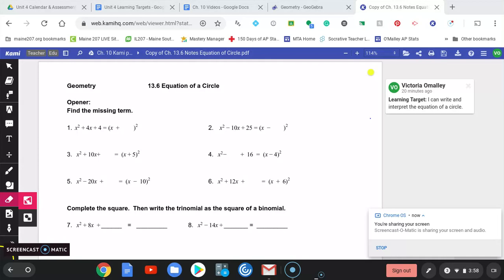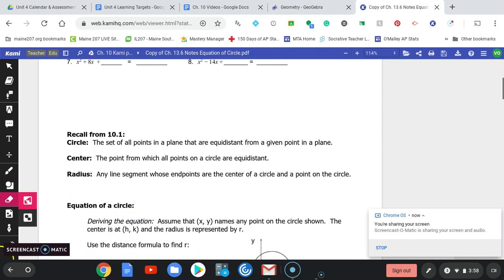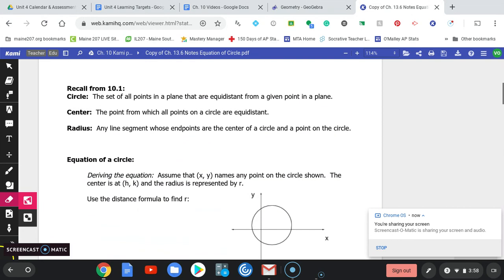Okay, today we are going to be writing equations of circles and interpreting the equations of circles. So if you've done the warm-up, we're actually going to come back to that in a second video. We're going to start with the basics of equations of circles.